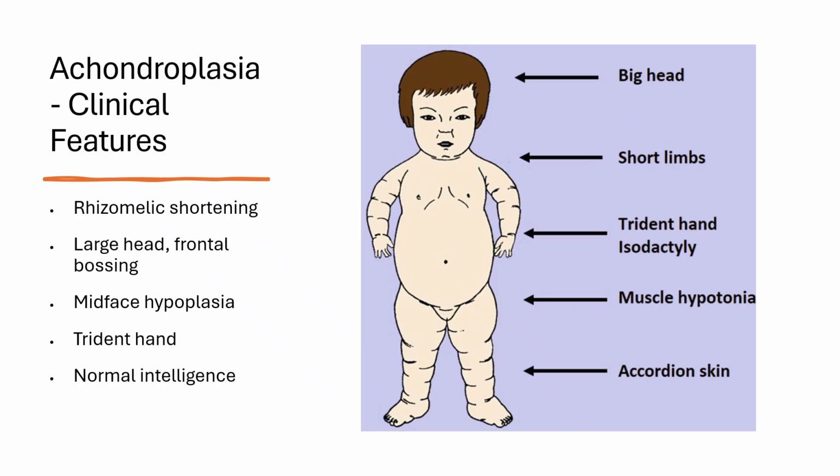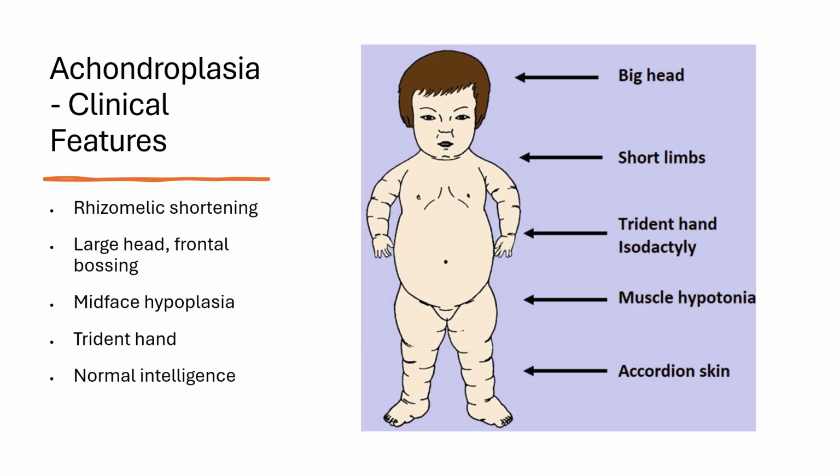The large head with frontal bossing develops because achondroplasia affects the skull bones differently than the limb bones. The condition interferes with the normal growth of bones that form through cartilage replacement, but the skull grows through different mechanisms that remain largely unaffected. This creates the characteristic appearance of a relatively large head with prominent forehead development.